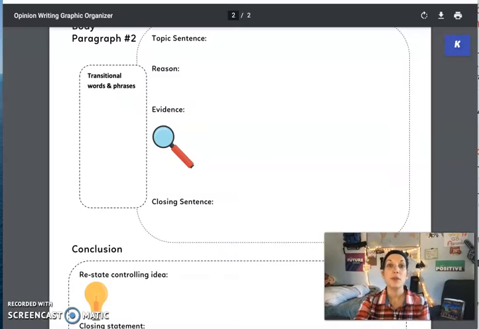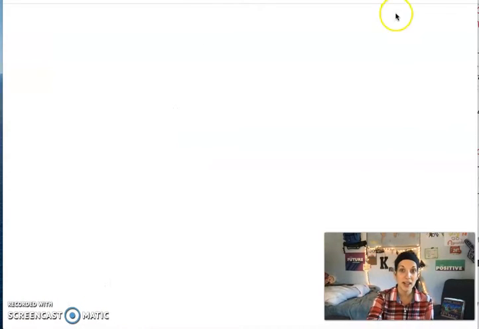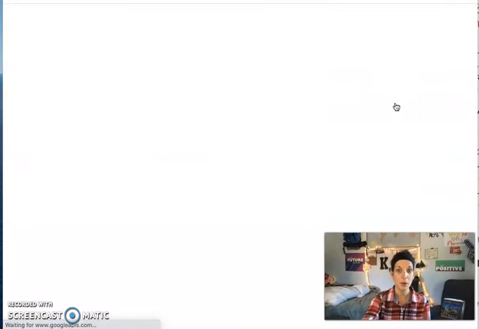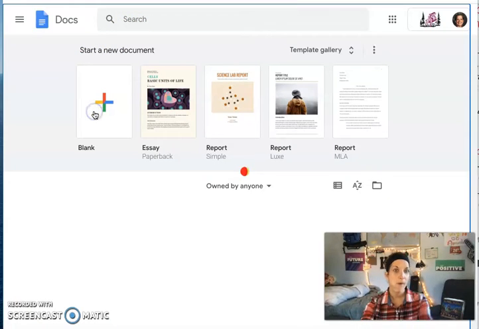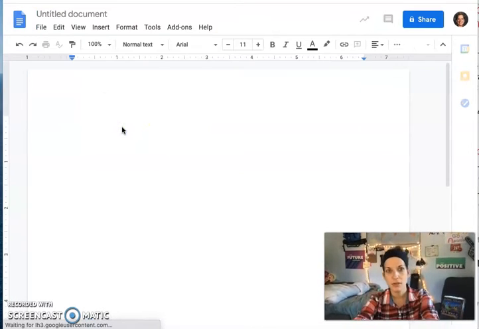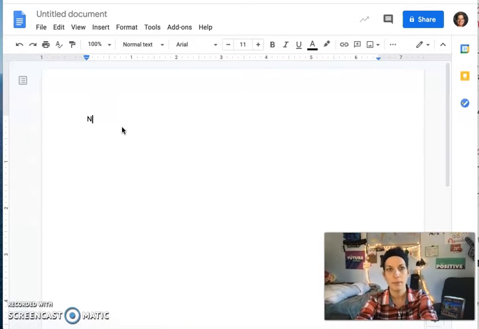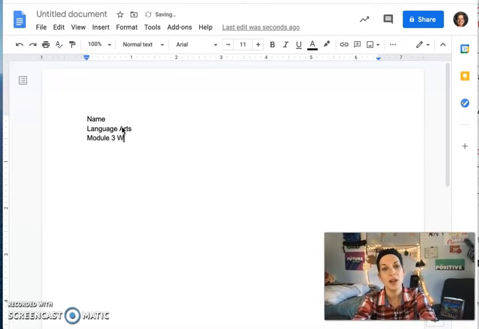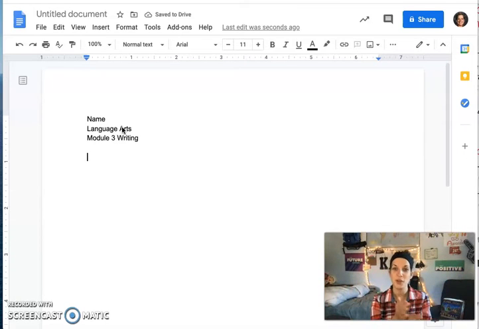You're going to use what you have on a graphic organizer, and you're going to start writing in a Google Doc, right? So you open your Google Doc, and you're going to put your name, and you're going to put language arts, module 3, writing. Bam. And you can come back and you can use this each time.